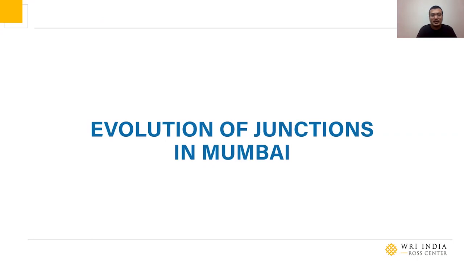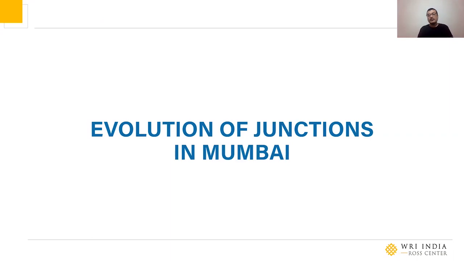But what exactly are junctions? Junctions are where two or more streets intersect with each other. They are not only important from a traffic perspective, but also act as important nodes in the city, which have a unique character which you and I can remember.